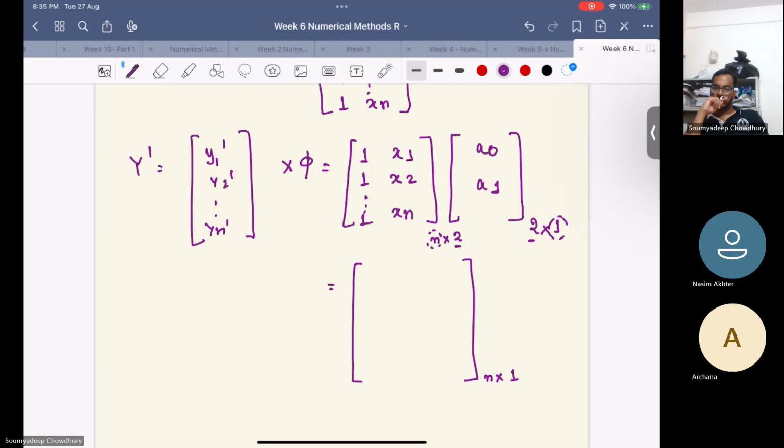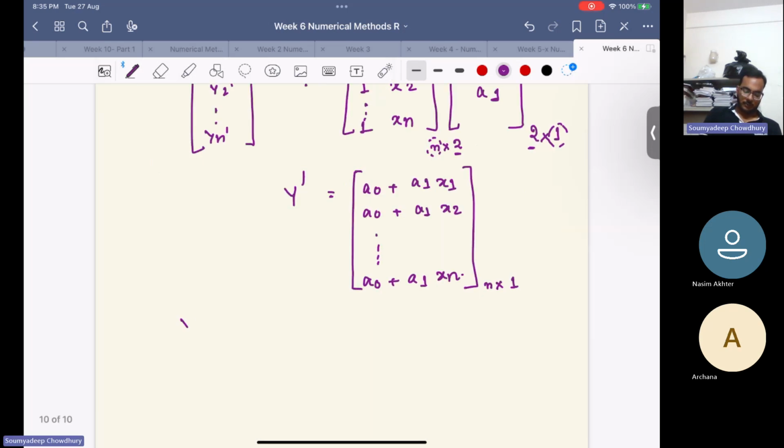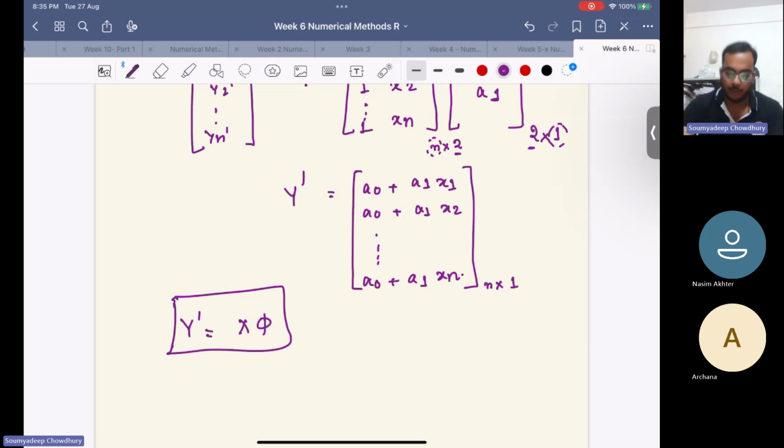The first element will be only a naught plus a1 x1. So the second element will be a naught plus a1 x2. Like this, it will go up to a naught plus a1 xn, right? And this is my y dash, right? So from this, we can write y dash is equal to x phi, right? So y dash is known to you, x is known to you. So you can find out phi, that is the coefficient matrix, from here.